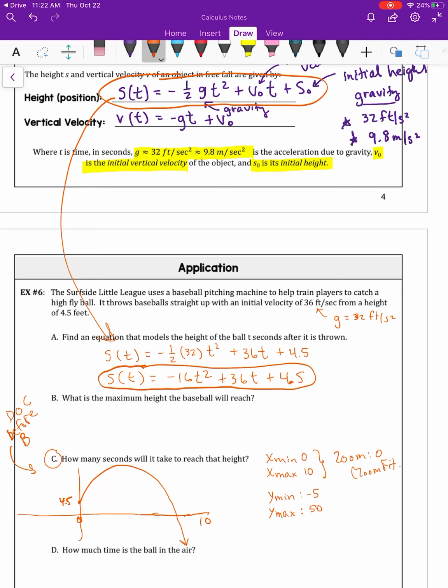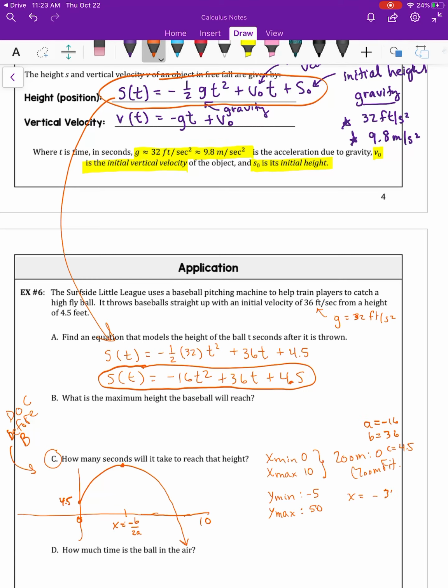for you. And what we're going to do is, we know that this is a downward facing parabola. We know that this is the vertex, okay? And so I know that this x value is -b/2a. So if that x value is -b/2a, and here's my a, b, c, so my a is -16, my b is 36, and my c is 4.5.